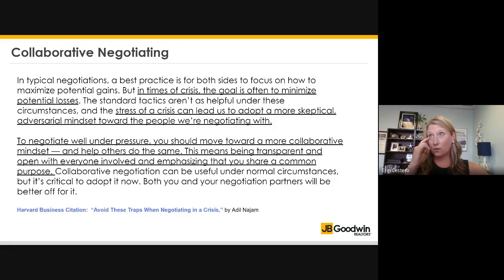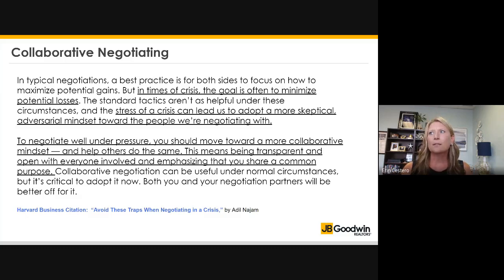All right, so collaborative negotiations, and you can deep dive into this if it's something you want to research further. In typical negotiation, our best practice is for both sides to focus on how to maximize potential gain. So again, that win-win scenario. But in times of crisis, it's often the goal to minimize potential losses, where our mindset shifts to, well, we already gave this and we already gave this.